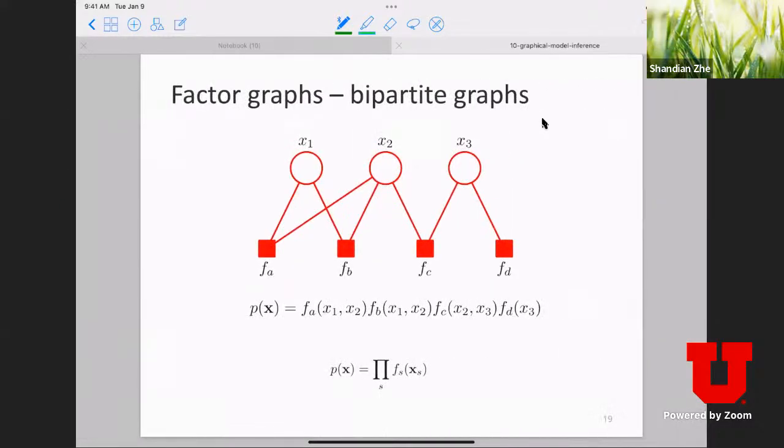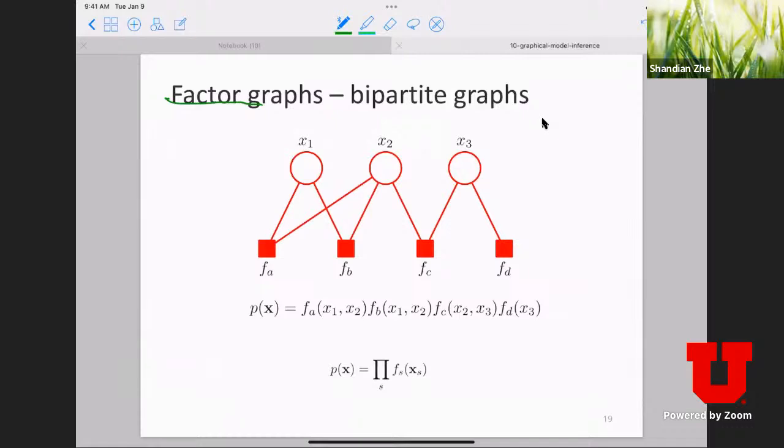So now we want our representation to be more informative and more convenient, so we introduce the so-called factor graphs. What is a factor graph? It's just a particular type of graph which is bipartite. Bipartite graphs means that this graph contains two types of nodes, and there are only edges between different types of nodes, and there won't be any edges between nodes of the same type.